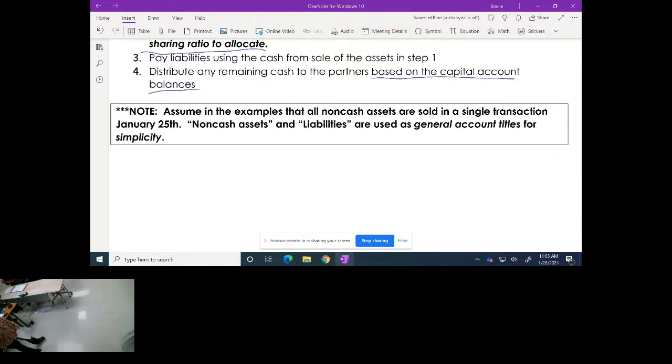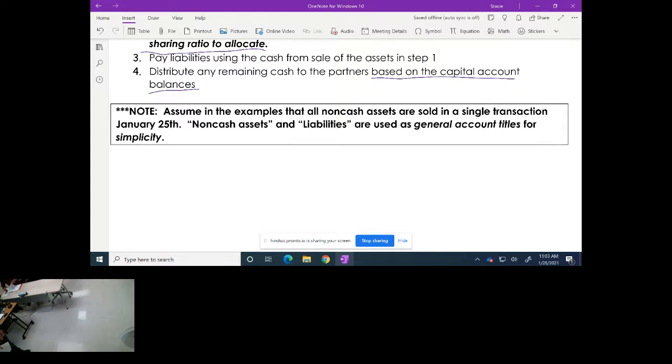All right, so a note. When we start getting into these examples, we are using very generic terms just to keep it simple. We will use cash, but for all the other assets, we're just going to call them non-cash assets. So what is a non-cash asset? Anything but cash. Okay? So it's an asset that's not cash. So it's everything else.